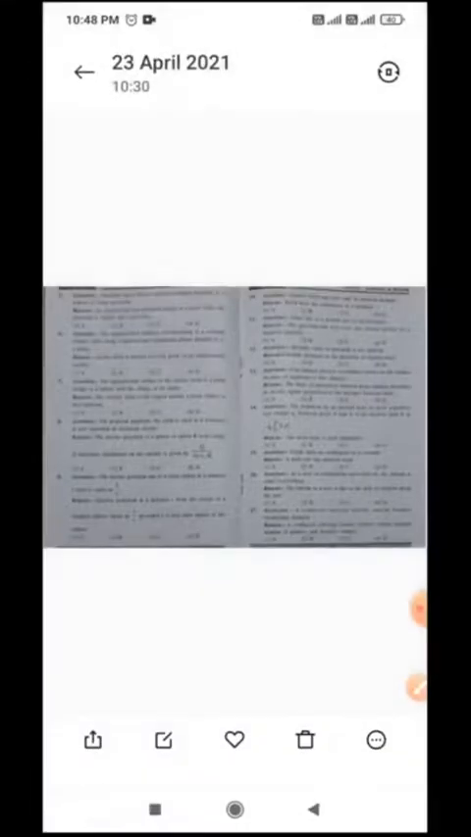So let's solve that. In question number 7, the assertion given is: the equipotential surface of the electric field of a point charge is a sphere with the charge at its center. It means we have to draw the equipotential surface for the point charge. Let's see first what the equipotential surface for a point charge is and which kind of structure it has.